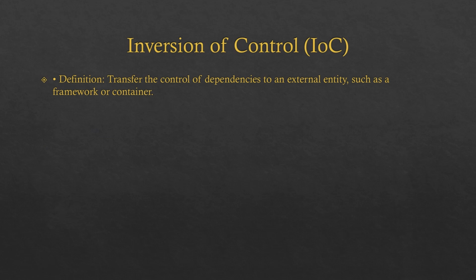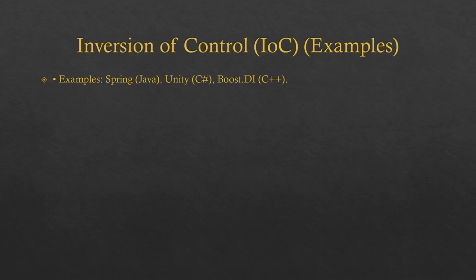Inversion of control is a key part of implementing DIP. IoC allows external frameworks or containers to manage the lifecycle of dependencies. This means that instead of your code managing dependencies, an IoC container handles this responsibility. Some popular examples of IoC frameworks include Spring for Java, Unity for C#, and Boost.DI for C++. These frameworks manage the creation and injection of dependencies, ensuring that the code remains decoupled and flexible.